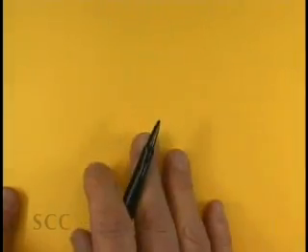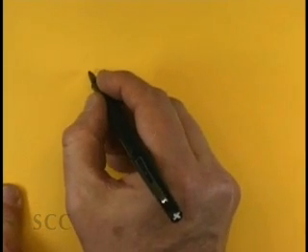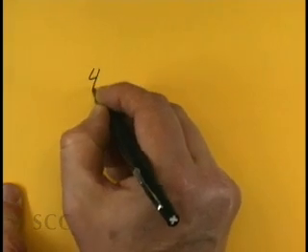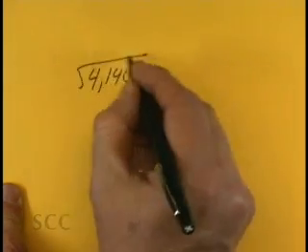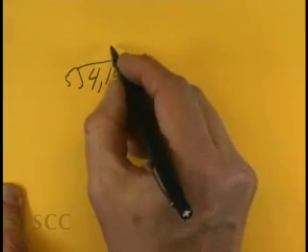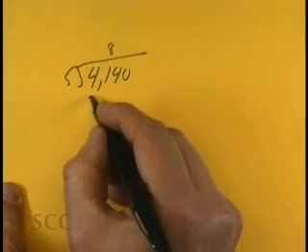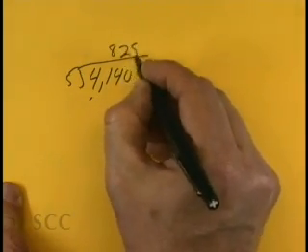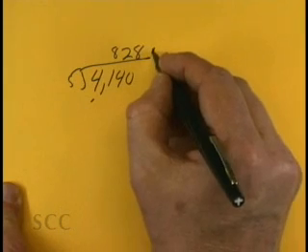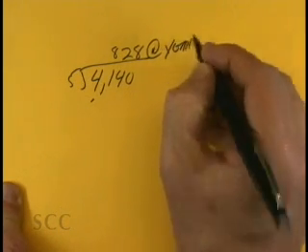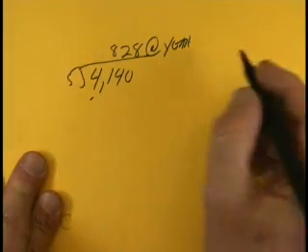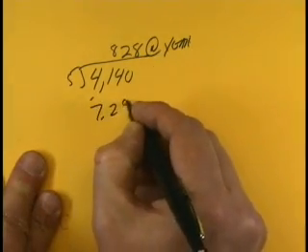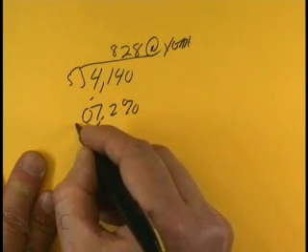Okay, so let me do this really quickly. I'm going to get some figures here from my friend. This is number 9. We have an amount of interest that he received of $4,140 for the 5 years. And 5 goes into 40 8 times. 8 times 5 is... 828? $828. That's how much a year. His rate was 7.2%.